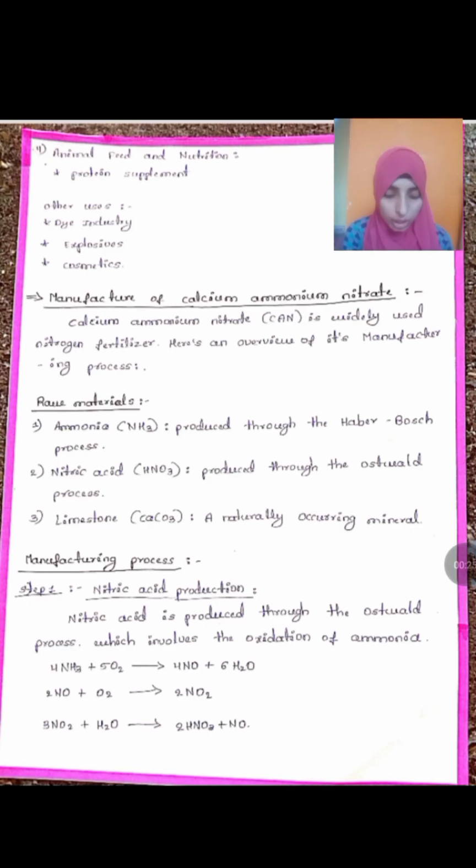Ammonia is produced through the Haber-Bosch process. Nitric acid is produced through the Ostwald process. Limestone is a naturally occurring mineral. Next we are discussing the manufacturing process. Step 1, nitric acid production.